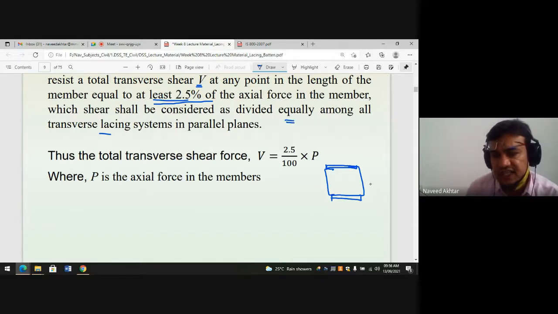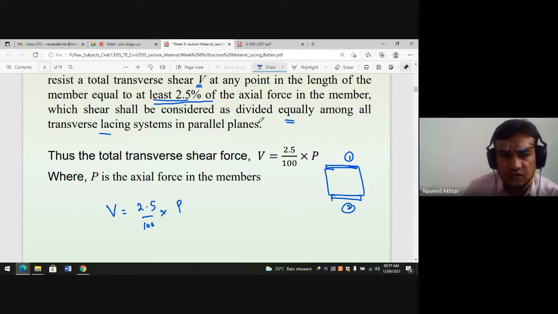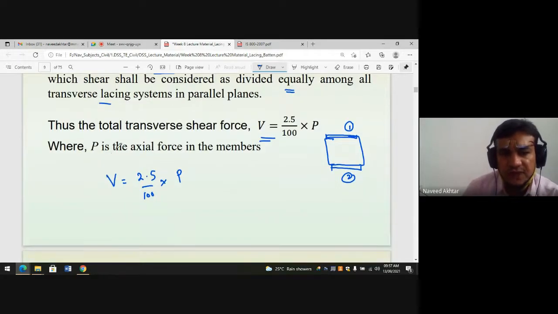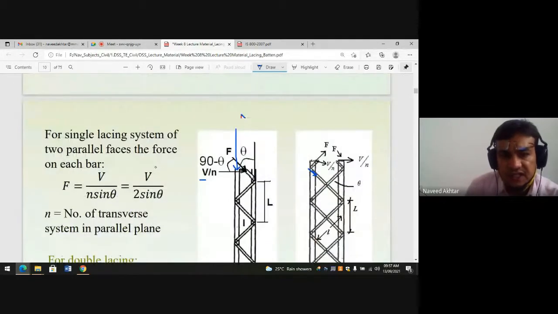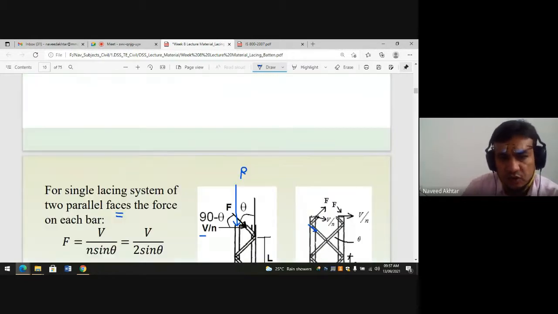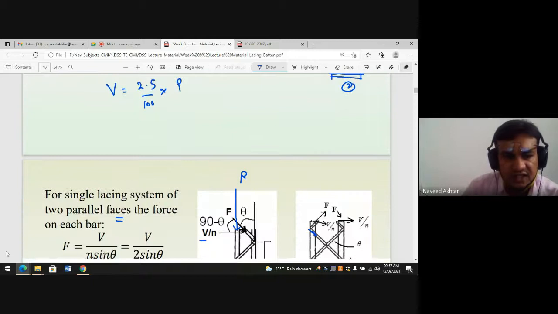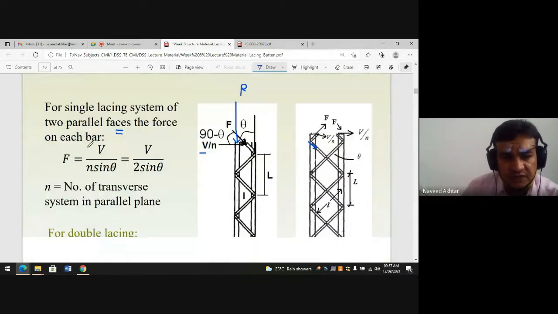So here, if there is a single lacing system and we divide equally, this is one, this is two. So V is equal to 2.5% of the axial load. Axial load is nothing but our P. So that is the total transverse shear force, where P is the axial force in the member. Which member? Main member. For a single lacing system, two parallel faces, as I told you here, faces 1 and 2, two parallel faces are there. In a single lacing system, the force on each bar.